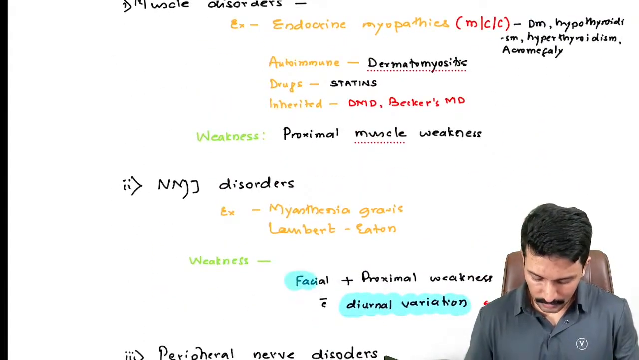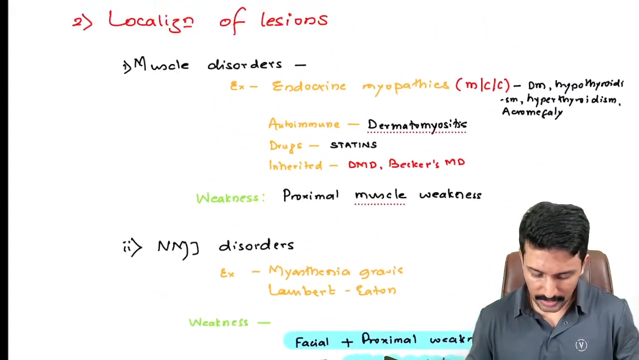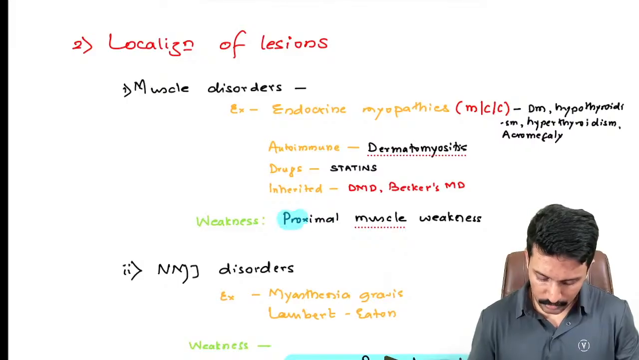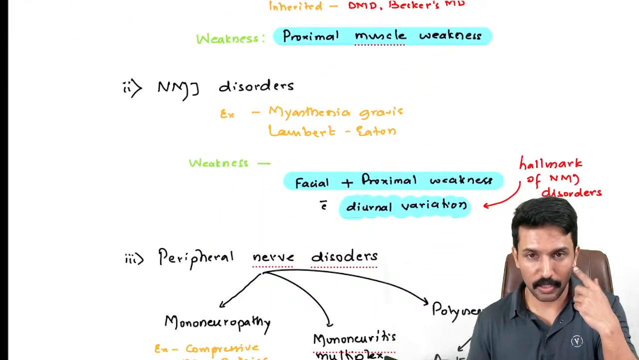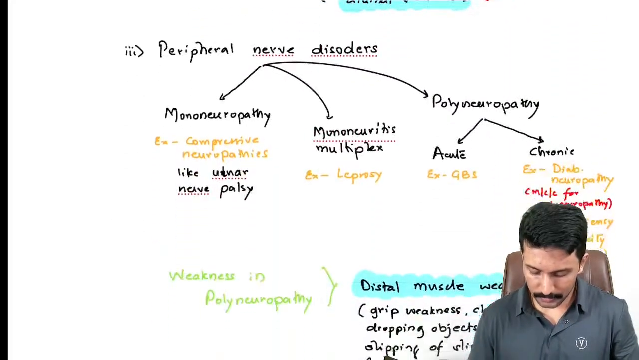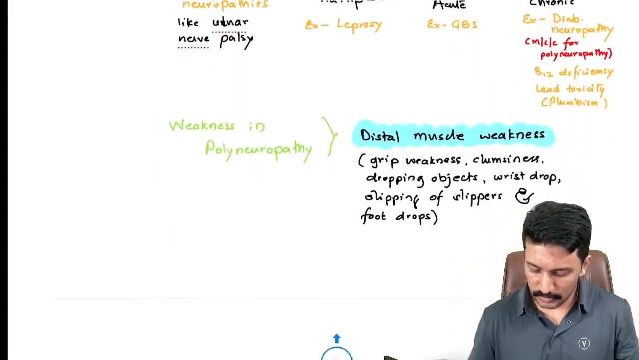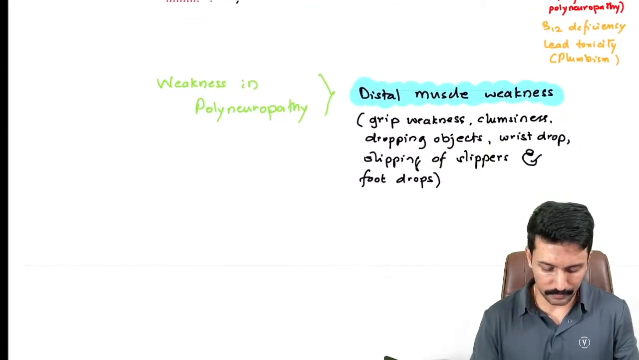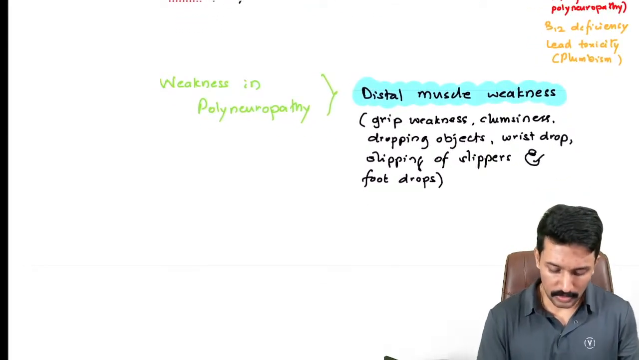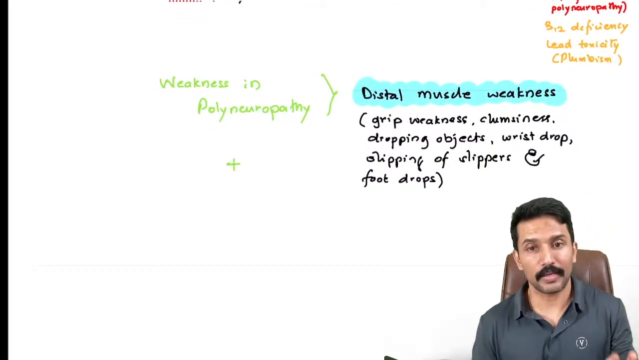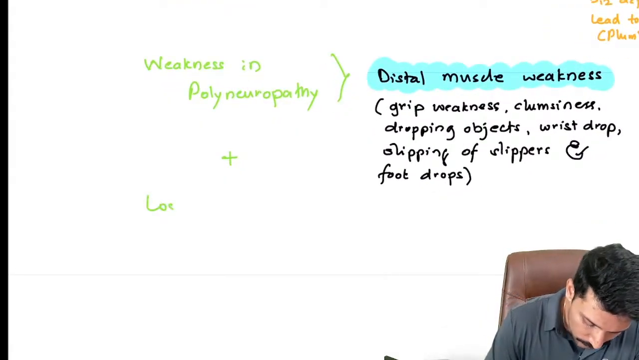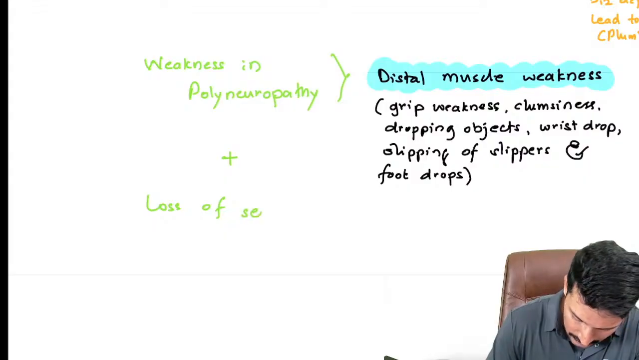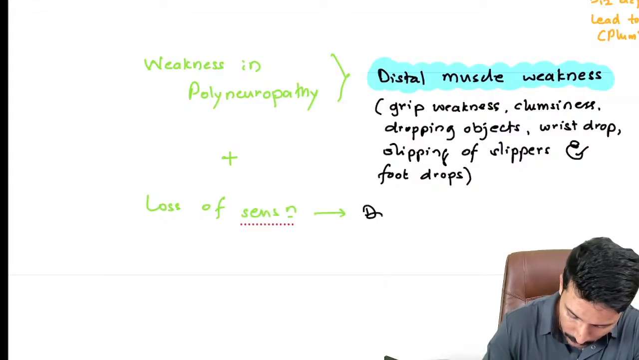On the other hand, the neuromuscular junction disorders have proximal weakness. Muscle disorders also have proximal weakness. Neuromuscular, in addition to that, they have facial involvement and the diurnal variation. In the peripheral neuropathies, because peripheral nerves also contain sensory neurons, we will not only have the weakness, we will also have loss of sensations. And these loss of sensations will also be affecting distal body parts.